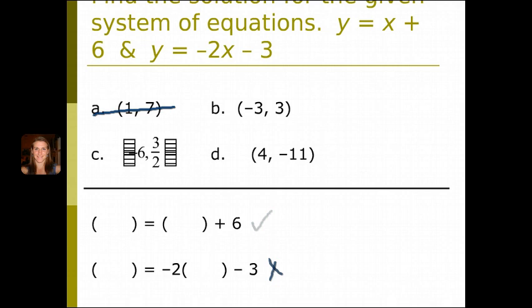Therefore, A cannot be your correct answer choice. So let's move along to B. Put 3 in for all of our y values and negative 3 for our x values. Negative 3 plus 6 equals 3. Negative 2 times negative 3 equals positive 6. 6 minus 3 equals 3. Because it works in both equations, B is your correct answer.